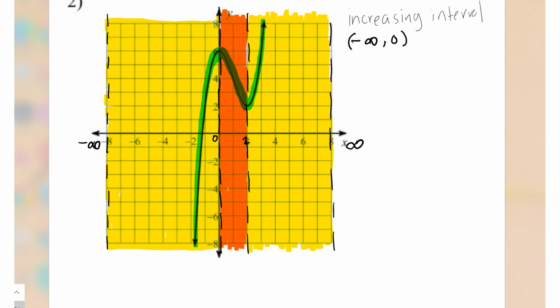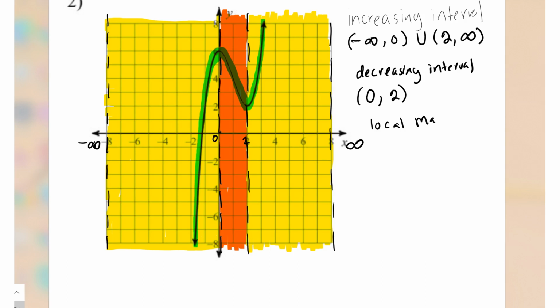Now that red area, it's decreasing, so we're not going to worry about that right now. And then we pick it up again at 2. Remember, we use union to describe the two intervals, and then we have 2 to infinity. That's increasing. Decreasing, the only part that was decreasing was, like we said, the interval from 0 to 2. So that's our increasing interval, that's our decreasing interval. Now we need our local max. Now we're talking about ordered pairs. Our local max is going to be 0, 6. Our local min is going to be 2, 2.